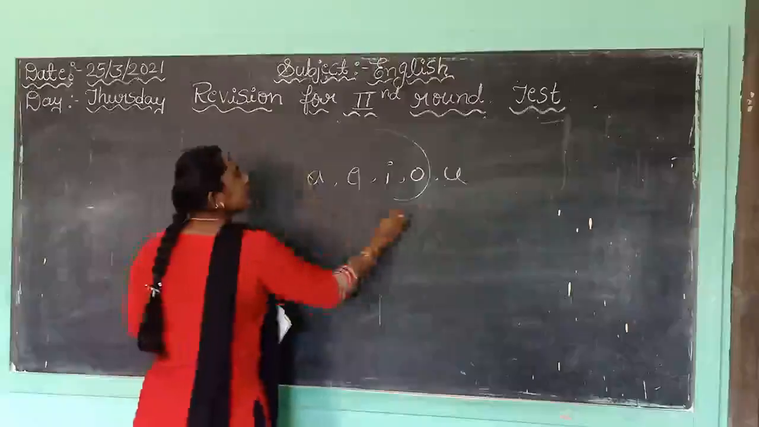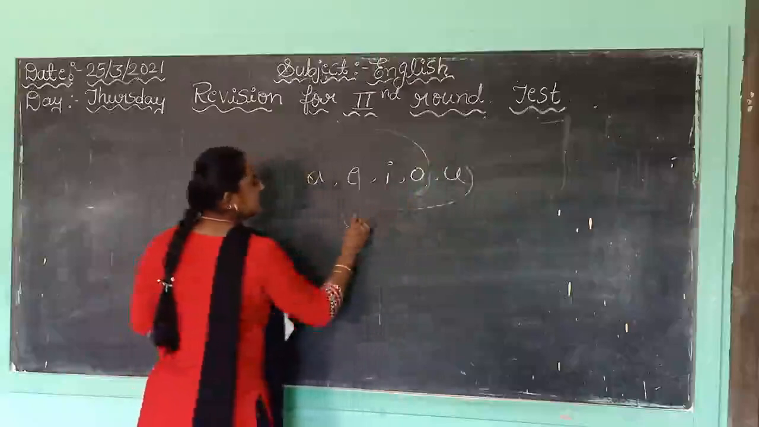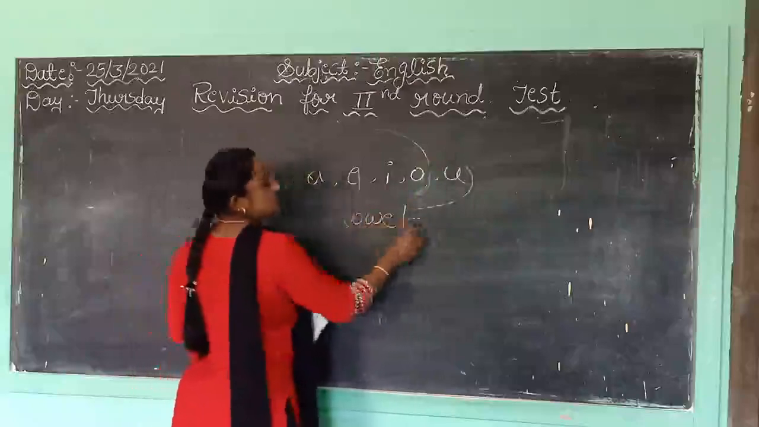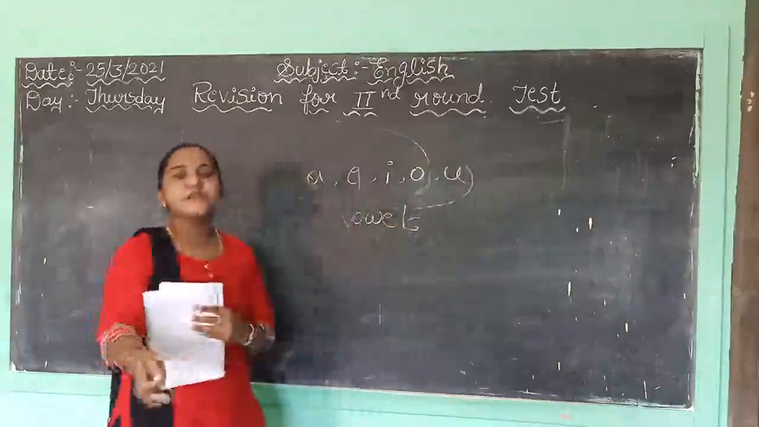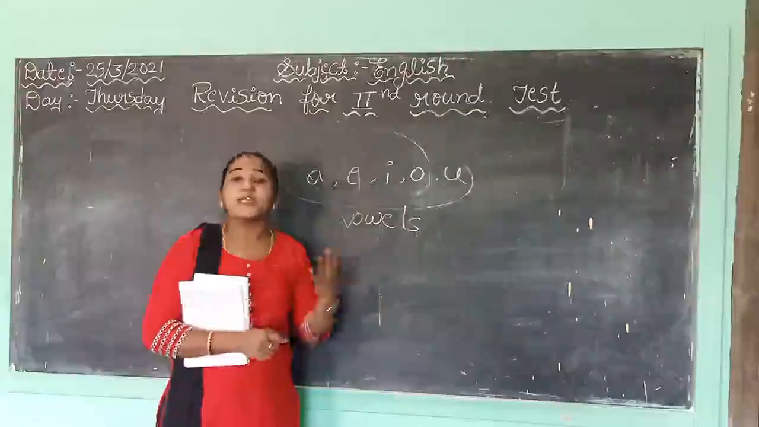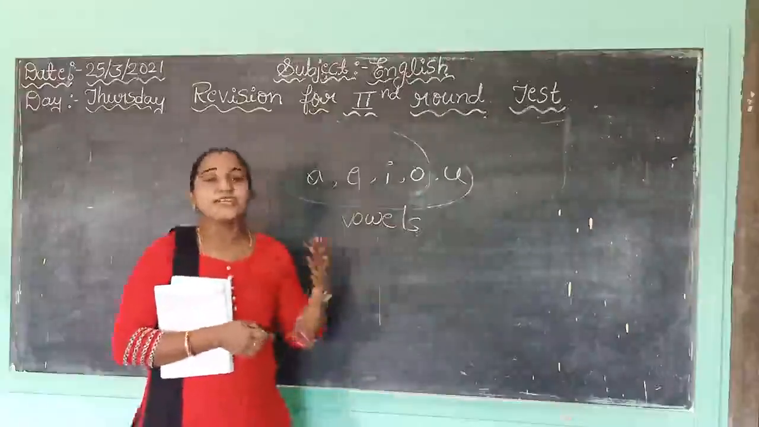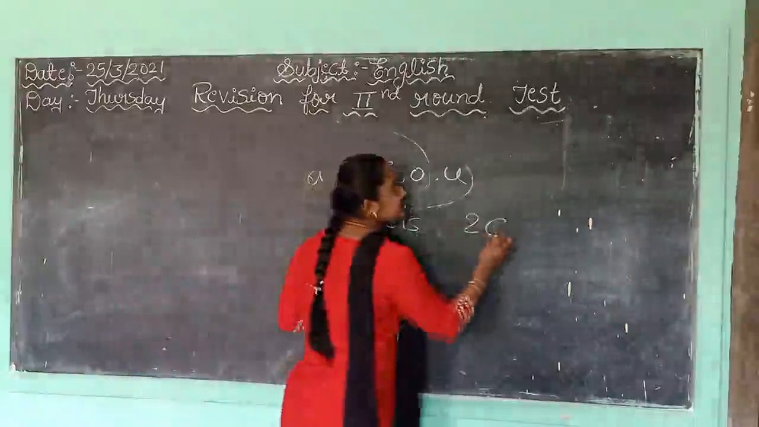These are vowels. Then other letters are called consonants. Okay, how many letters are there in the English alphabet? There are 26 letters.